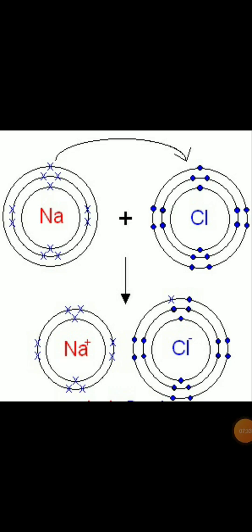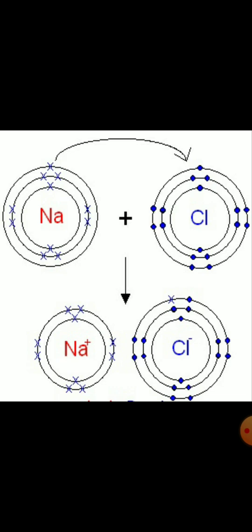Also, we know that sodium is a positive ion and chlorine is a negative ion. Remember students, it becomes an ion when it takes an electron or gives an electron. Before that, it is an atom. Okay. Now, sodium is positively charged and chlorine is negatively charged.